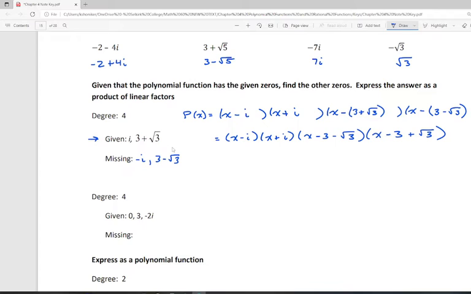Okay, I would love you to pause the video and now do this equation. Again, degree 4. So how many did they give you? How many are missing? See if you can write it as a product of linear factors.